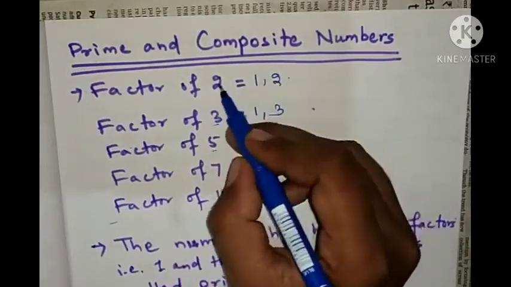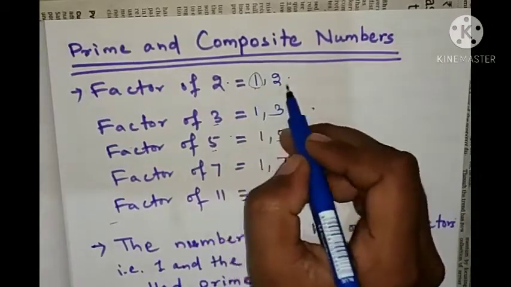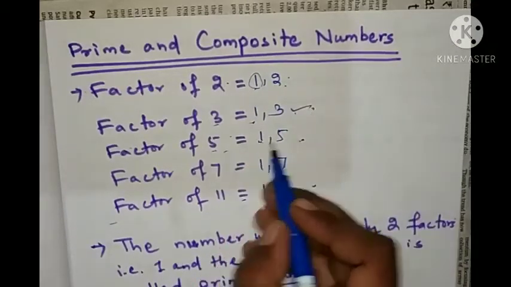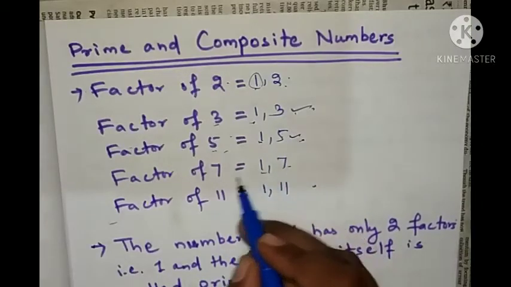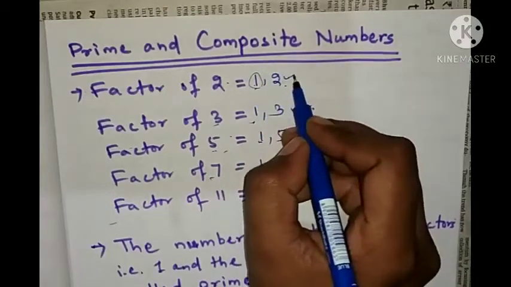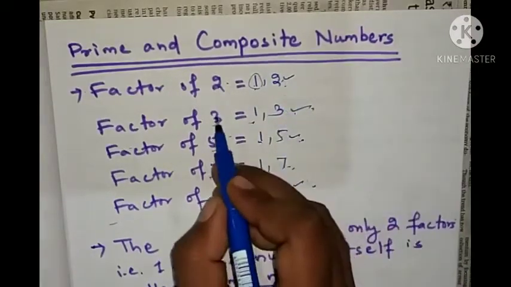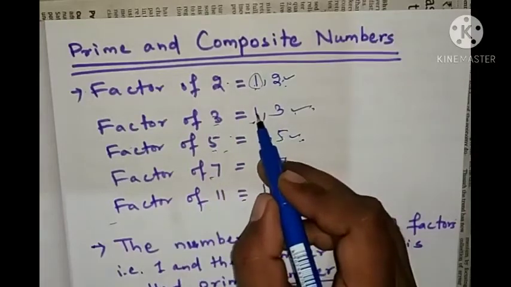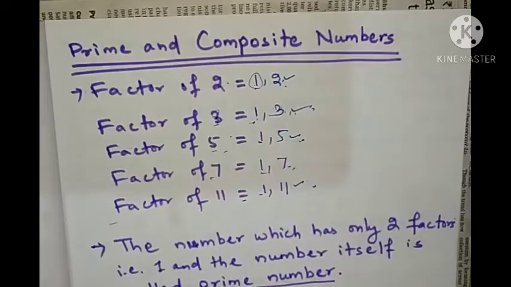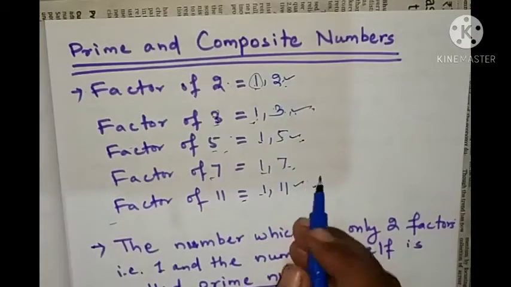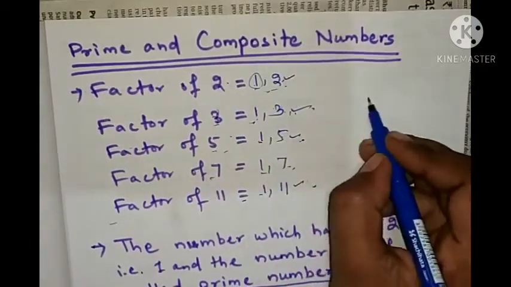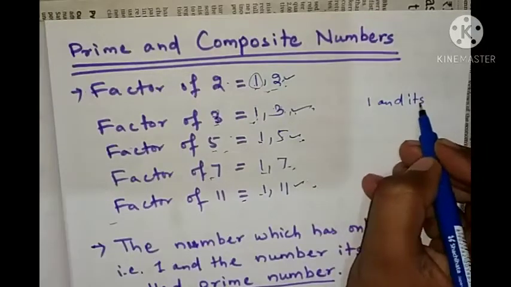And look here. The factors are what? 1 and the number itself. Here also 1 and the number itself. Here 1 and 5. 1 and 7, the number itself. 1 and 11, the number itself. Means 1 and the same number are its factors. For 3 also, 1 and the same number. So what are these patterns showing? This is showing that some numbers are there whose factors are 1 and the number itself.